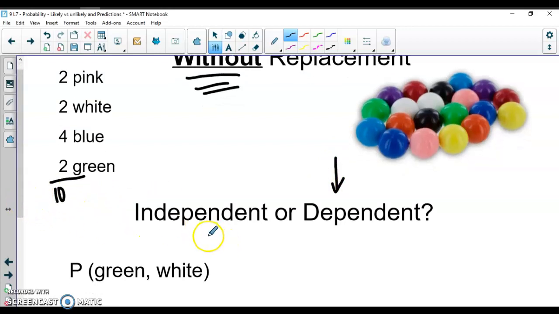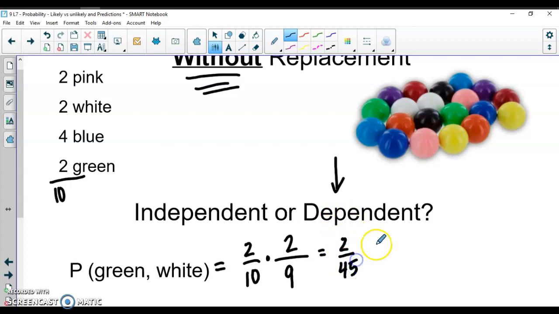So probability of getting a green and then a white. There are 2 green out of 10 gumballs. We eat the green gumball, so now there are only 9 left in the container, and now we want a white one. There are still 2 white ones in here, so we go ahead and we multiply, and we end up with 2/45 as our final answer here. And changing that just to a decimal, this is about a 4% chance, which would tell us, again, that this is going to be very unlikely for this to actually happen.